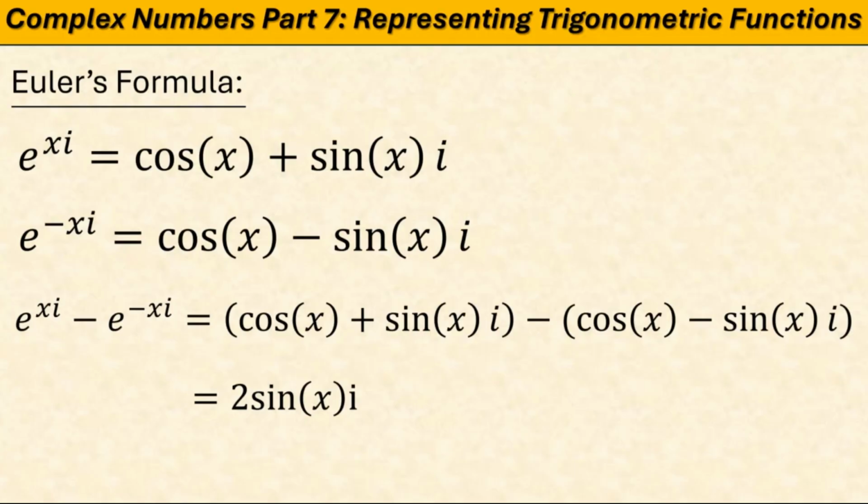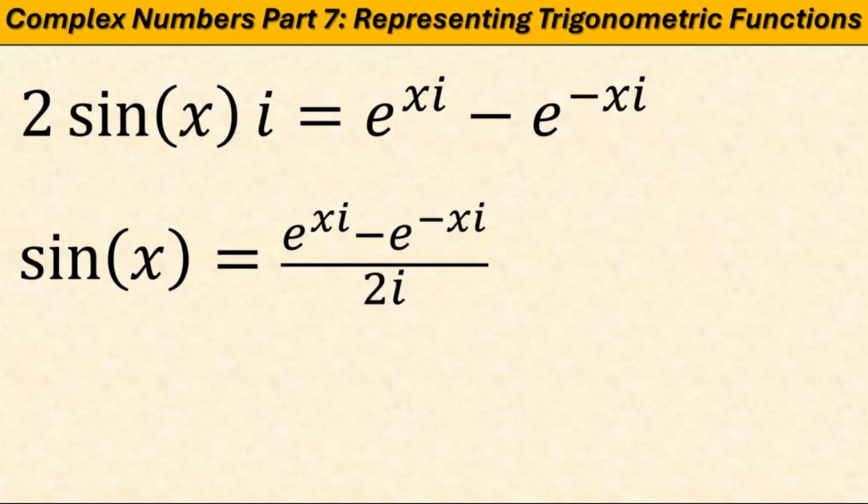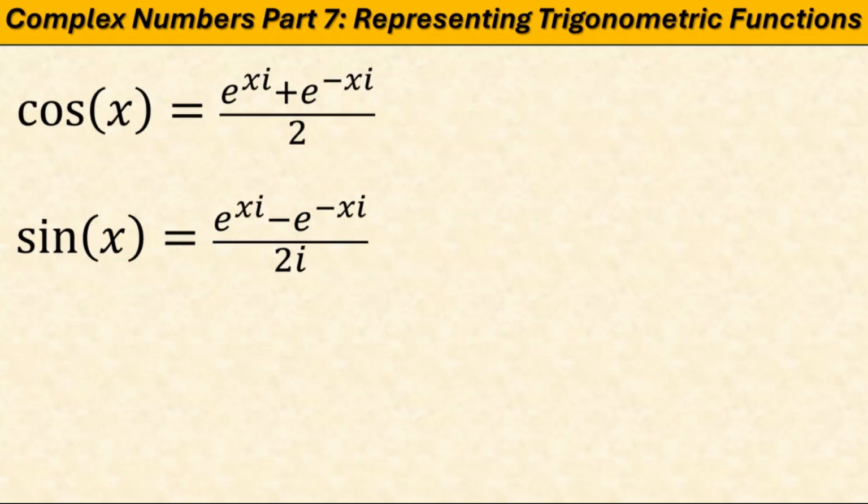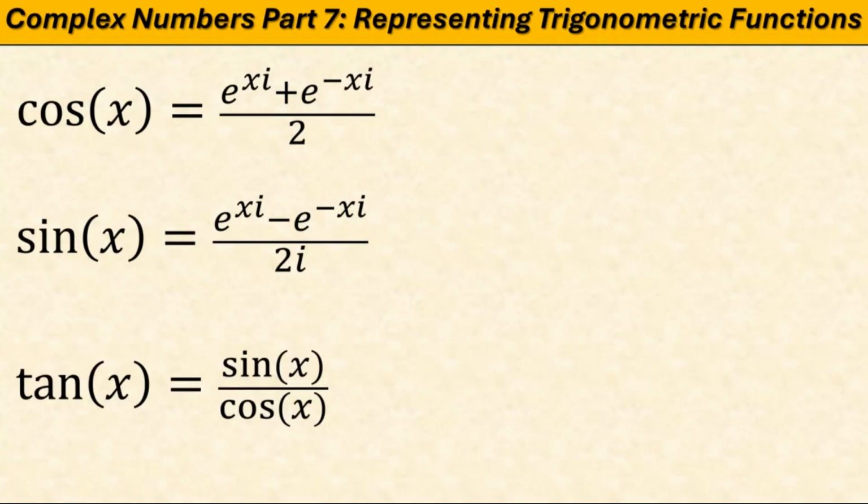Additionally, we could also subtract e to the xi and e to the negative xi instead of adding them. This change would cancel out the cosine values and leave us with 2 sine xi. Seeing this equation, we can then divide both sides by 2i, and now we have a new representation for sine as well. These two representations for cosine and sine are very important to complex number theory because they can allow one to take the cosine or sine of any number, real or complex, and then express and approximate the values.